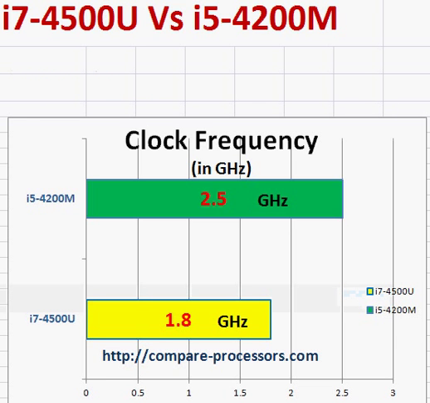Let's compare the Intel Core i7-4500U with the i5-4200M. The U suffix denotes an ultra low power processor. M stands for mobile processors. These two processors are in different categories. They are intended for different markets and different requirements.